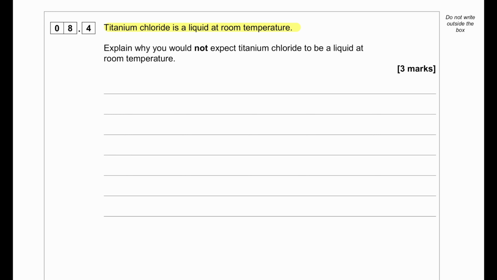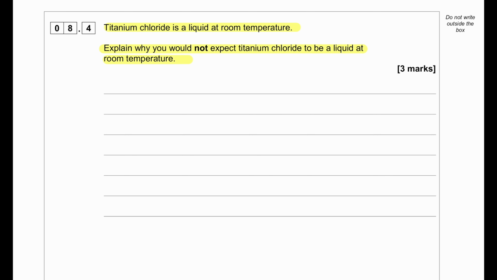Titanium chloride is a liquid at room temperature. Explain why you would not expect the titanium chloride to be liquid at room temperature. Now, the main reason why you would not expect titanium chloride to be a liquid at room temperature is because it's an ionic compound.